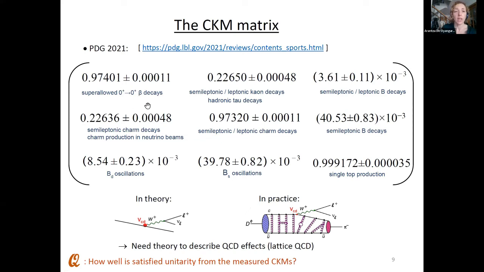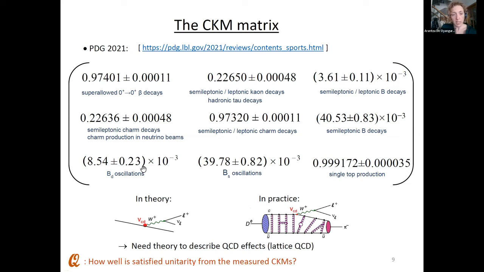of the Vud, you have super-allowed 0+ to 0+ beta decays, and it is known with a very high precision. Then you have, for instance, the Vus, for which you are using semi-leptonic and leptonic kaon decays, rather than tau decays, to obtain this value, and it is also measured with high precision. You have to remember which is the one for each of them. What else? For instance, here you have the transition from charm in some charm semi-leptonic decays. You can get Vcd and Vcs.